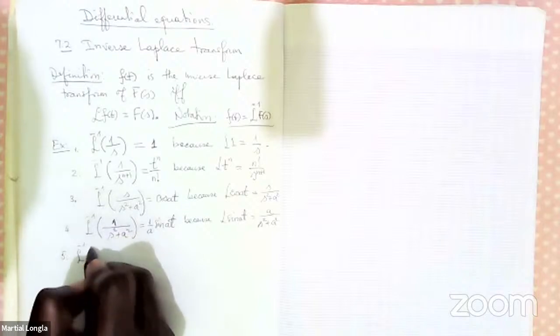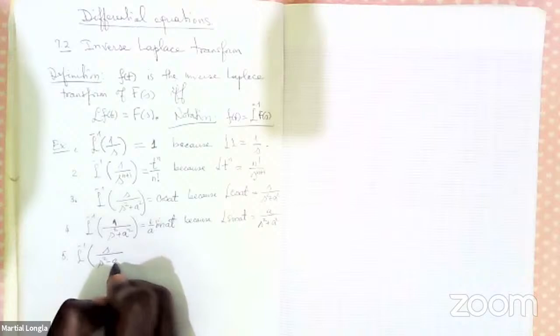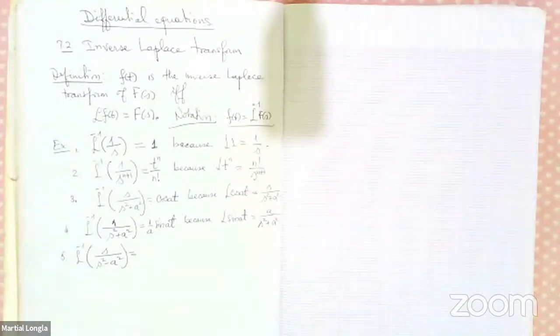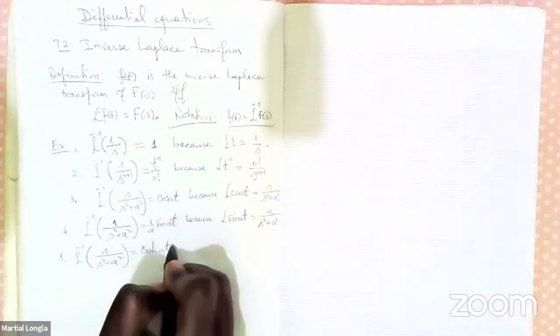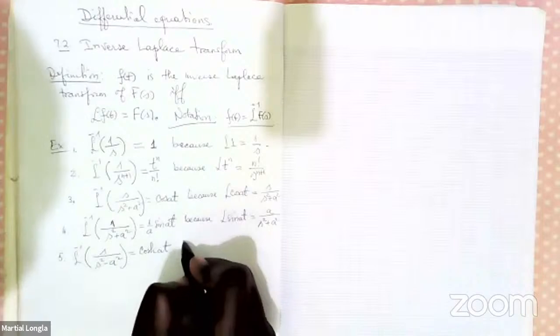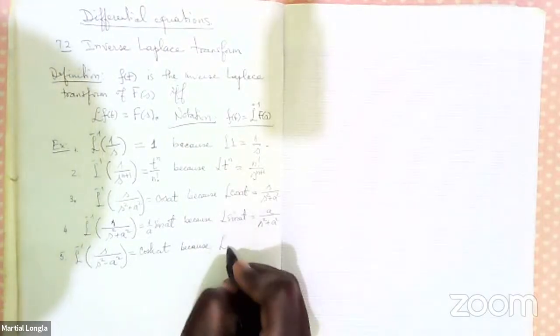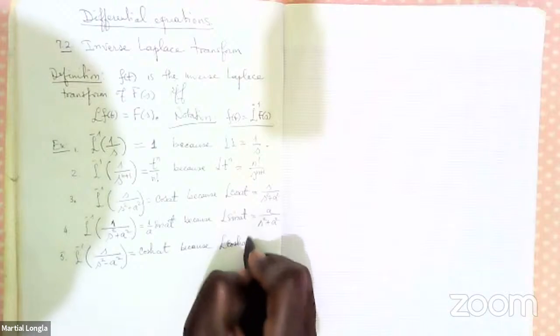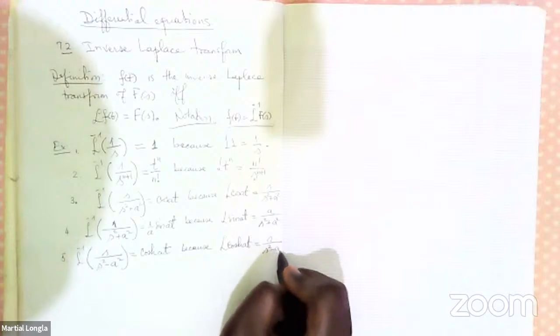So what's the inverse Laplace transform of s over s squared minus a squared? What is this one? Isn't that hyperbolic cosine of at? That's it. And the reason being that the Laplace transform of cosine hyperbolic of at is s over s squared minus a squared.